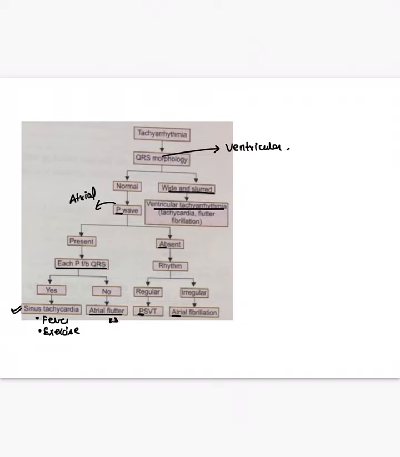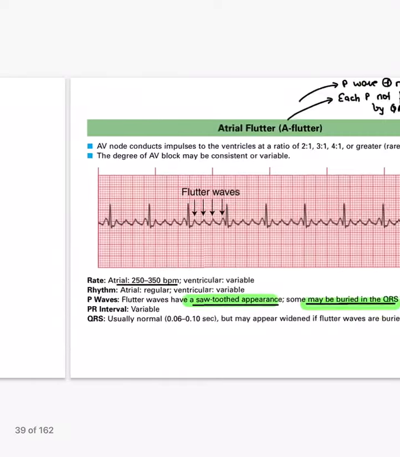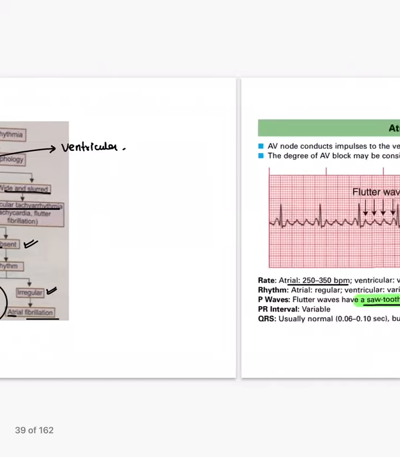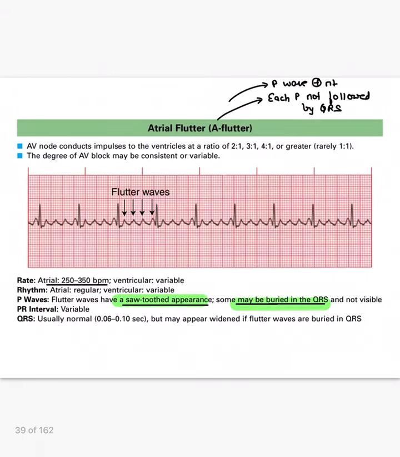If the P wave is absent but the rhythm is regular, that is PSVT, paroxysmal supraventricular tachycardia. If the P wave is absent and the rhythm is also irregular, that is atrial fibrillation. Now, we read about atrial flutter and fibrillation, so first we'll see what atrial flutter and fibrillation are.